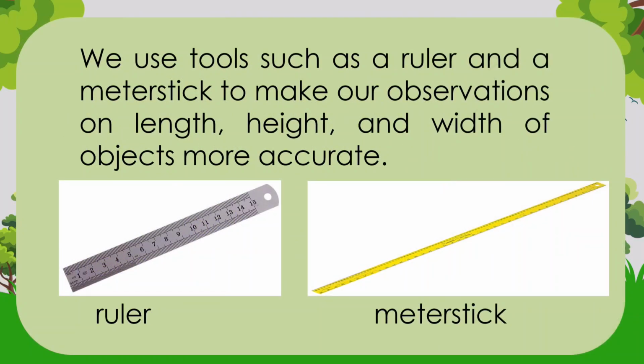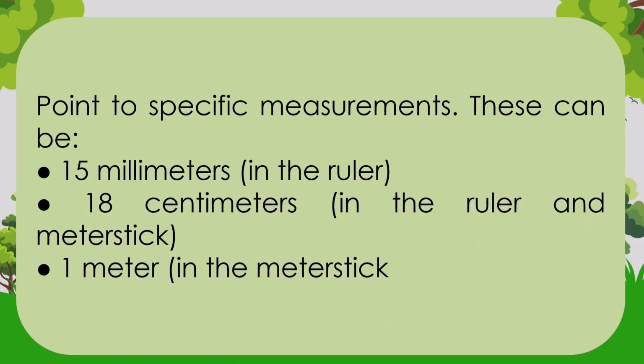We use tools such as a ruler and a meter stick to make our observations on length, height, and width of objects more accurate. Point to specific measurements. These can be 15 millimeters in the ruler, 18 centimeters in the ruler and meter stick, 1 meter in the meter stick.